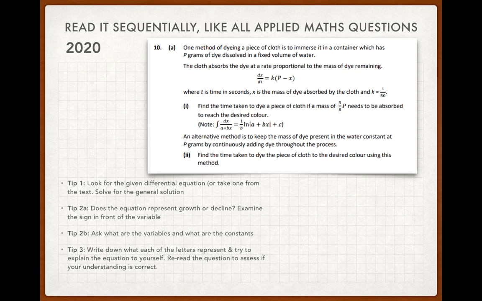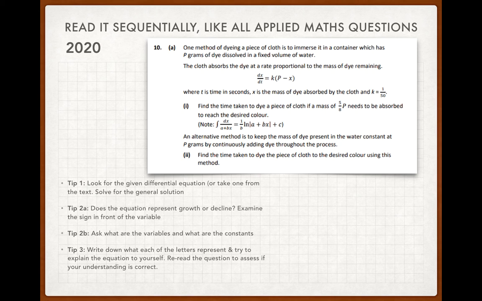Video 2. Let's apply those tips to the 2020 question. So there's part A, and there are my tips in the bottom left-hand corner. The first thing I'm doing is looking for a differential equation. I can see dx/dt is equal to k(p - x). From that immediately, I can go to tip 2b, identify the variables and the constants.